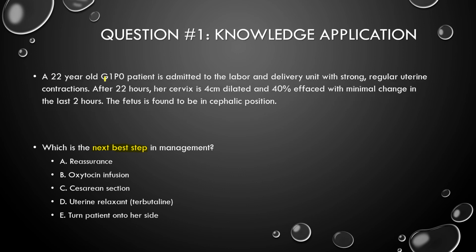A 22-year-old G1P0, meaning gravida 1, first pregnancy, P meaning 0 parturition, so no births, so a primigravid woman, is admitted to the labor and delivery unit with strong, regular uterine contractions. After 22 hours, her cervix is 4 centimeters dilated and 40% effaced, with minimal change in the last 2 hours, and the fetus is in a cephalic position. So she's stuck in this 4 centimeters, 40% effacement phase. And it's been more than 20 hours, so what is she considered?